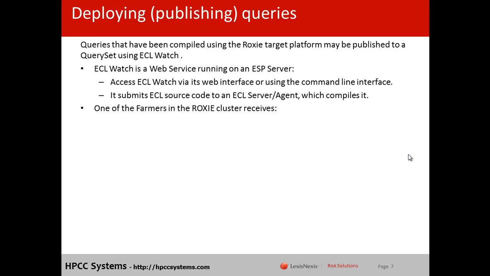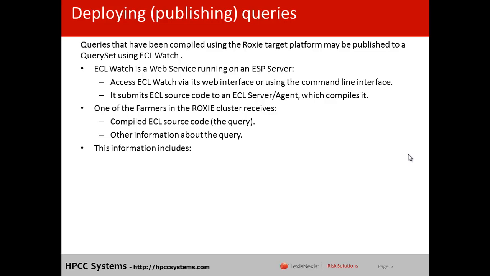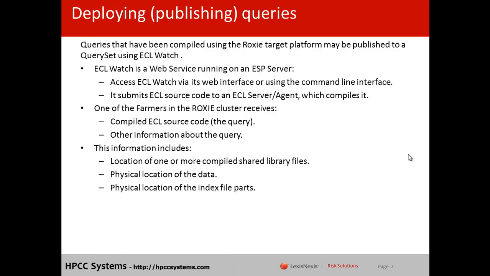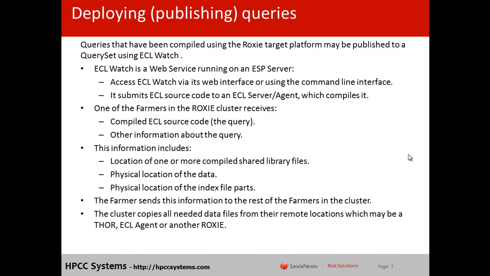Then one of the farmers in the ROXIE cluster will receive the compiled ECL source code, or the query, and other information about the query. That information includes the location of one or more of the compiled shared library files, the physical location of the data, and the physical location of the index file parts. Then the farmer sends this information to the rest of the farmers in the cluster. The cluster copies all needed data files from their remote locations, which may be a Thor, ECL agent, or even another ROXIE. And finally, when the cluster is aware of the query, any farmer can execute it on demand.